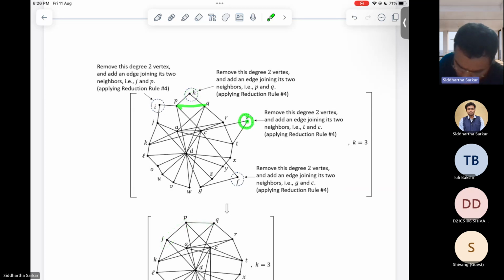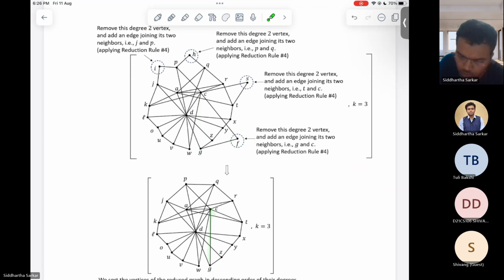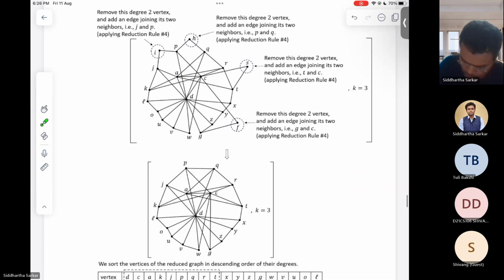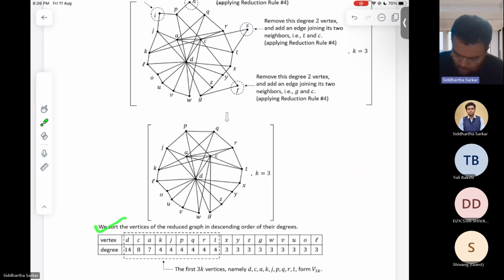Similarly for S. So S is adjacent to C and T. So that means this edge was joined, right? Similarly for F. So F was adjacent to C and G. So there is an edge CG in the reduced graph. So this is fine. I'll just bring this here. Okay. So far it looks like a simple application of the reduction rules. And then after applying these reduction rules, you sort the vertices of the reduced graph in descending order of their degrees. So this is the set of vertices and their degrees.